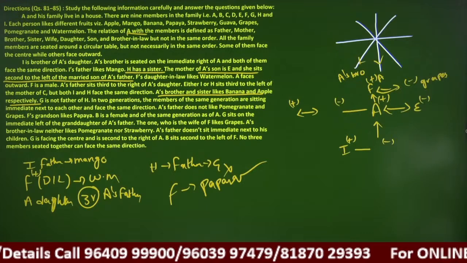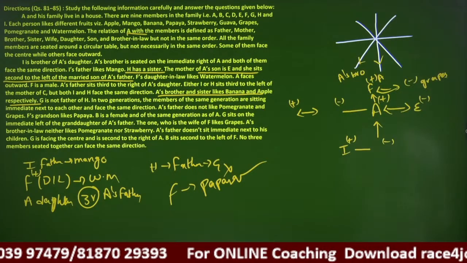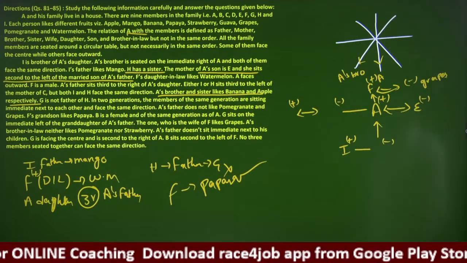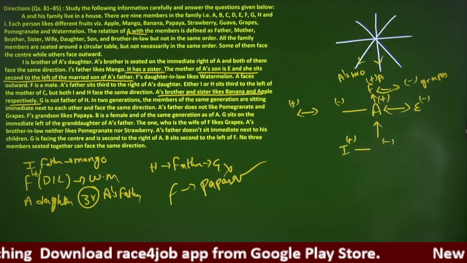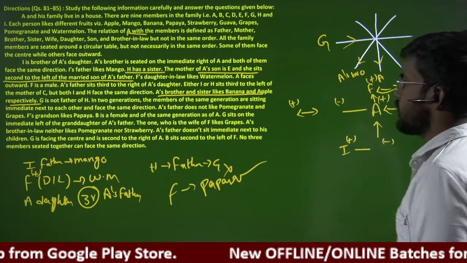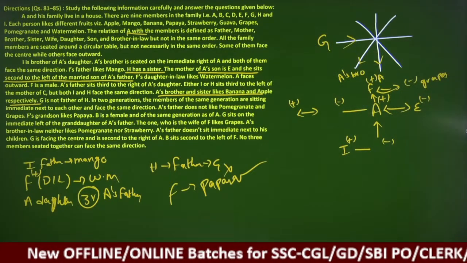Next. G is facing center and sits second to the right of A. So we can fix the person G here. Next, B sits second to the left of A.